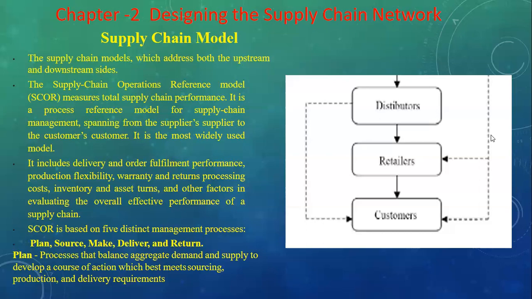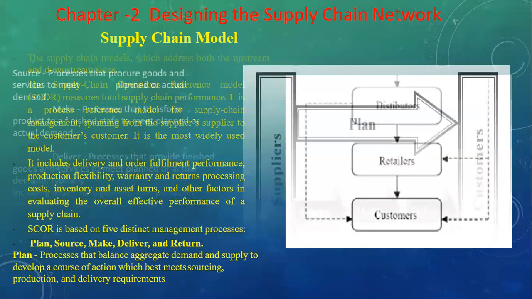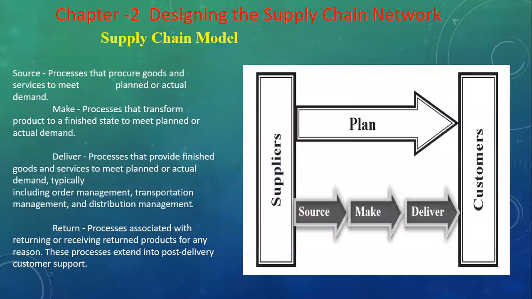First, the plan process balances aggregate demand and supply to develop a course of action which best meets sourcing, production, and delivery requirements. At the initial level, you need to plan. In planning, you need to understand what needs to be produced, what the price will be, what the locations will be, and who the customer will be. On the basis of these parameters, you can decide the plan.